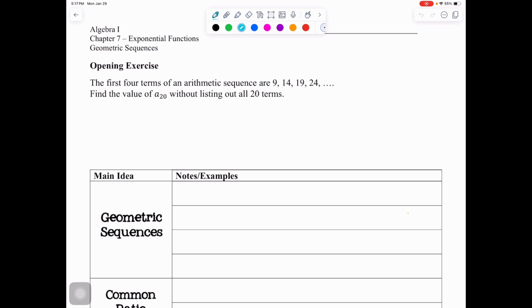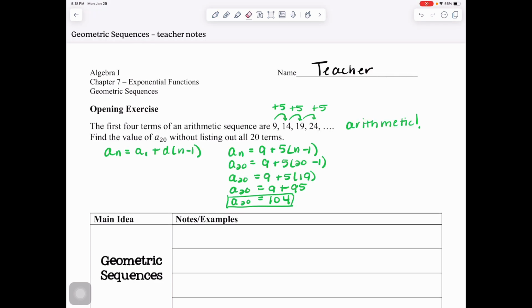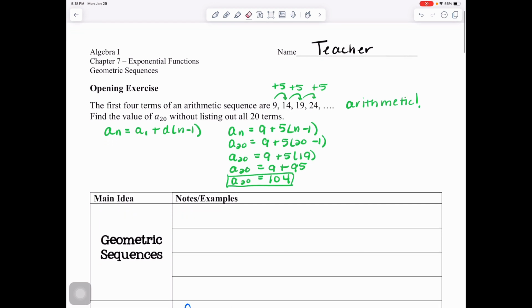So that means you should be using some type of formula. So at this time, please pause the video, try the opening exercise, and then resume the video to go over the answers. Okay, now that you had a chance to try on your own, here's the answer to the opening exercise. Looking at the numbers, I'm looking for a pattern. I see a +5 pattern. So that makes this an arithmetic sequence.